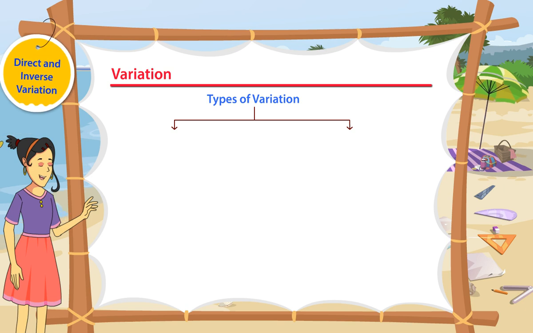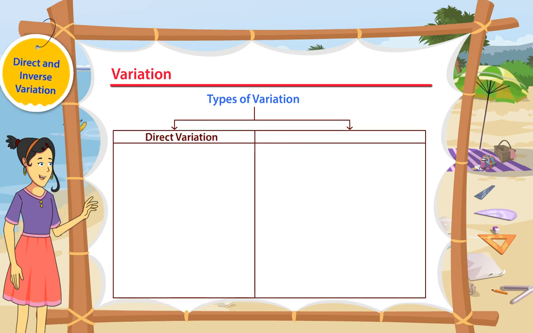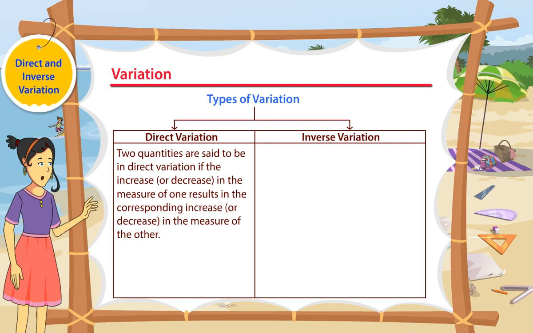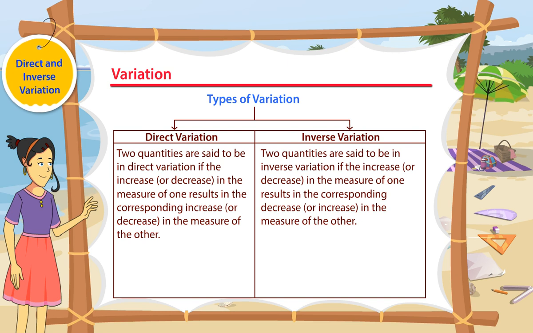Types of variation. Direct variation. Two quantities are said to be in direct variation if the increase or decrease in the measure of one results in the corresponding increase or decrease in the measure of the other. Inverse variation. Two quantities are said to be in inverse variation if the increase or decrease in the measure of one results in the corresponding decrease or increase in the measure of the other.